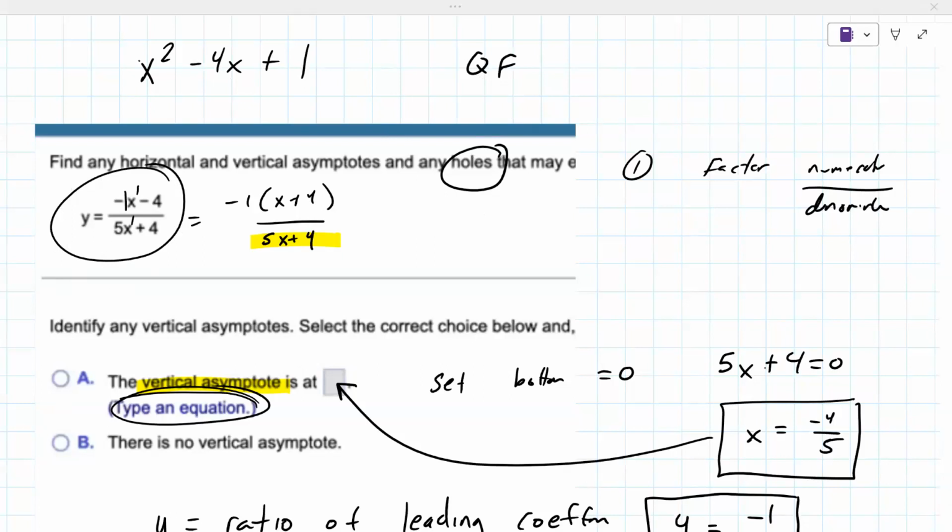So I can quickly graph this. Okay. So you can see what it looks like.